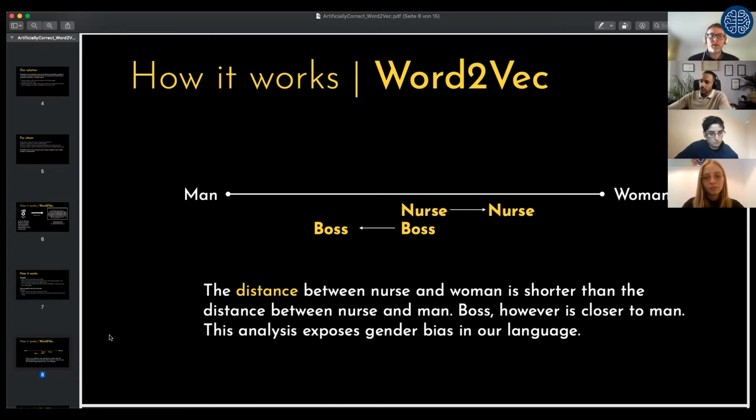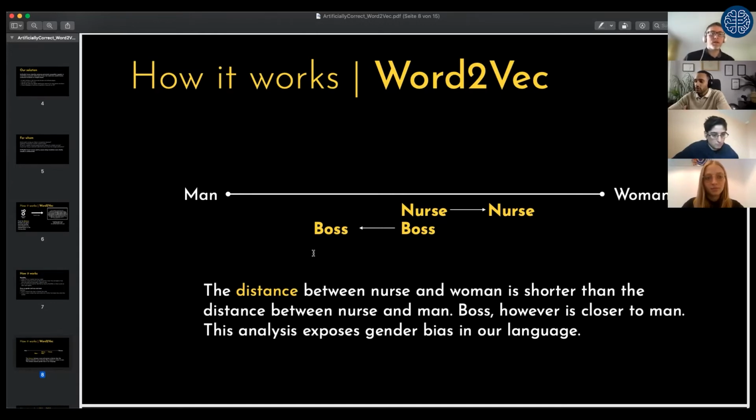To give you an example, the two words nurse and boss: we plugged them into this graph over here, and we saw that nurse corresponds more to woman and boss corresponds more to man. The word-to-vec solution shows that boss appears more often with men, and nurse appears more often with women. It's a machine learning model, and it shows you the bias.